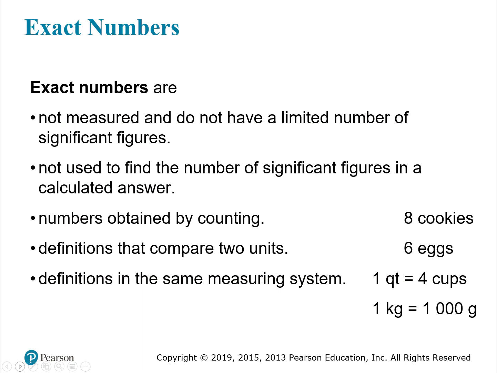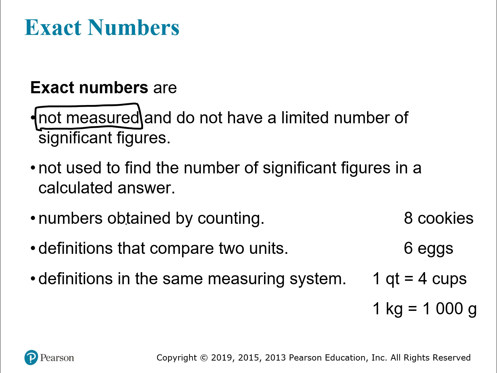So those are significant figures. Now we need to talk about exact numbers. So exact numbers, they're not measured. So they do not have a limited number of significant figures. They have an unlimited number, okay? When we're figuring out the number of significant figures to report in our calculated answer, we don't use exact numbers as part of that.